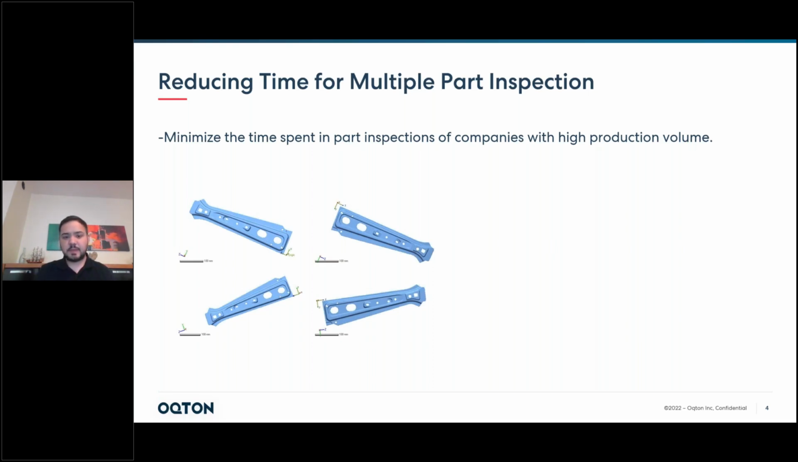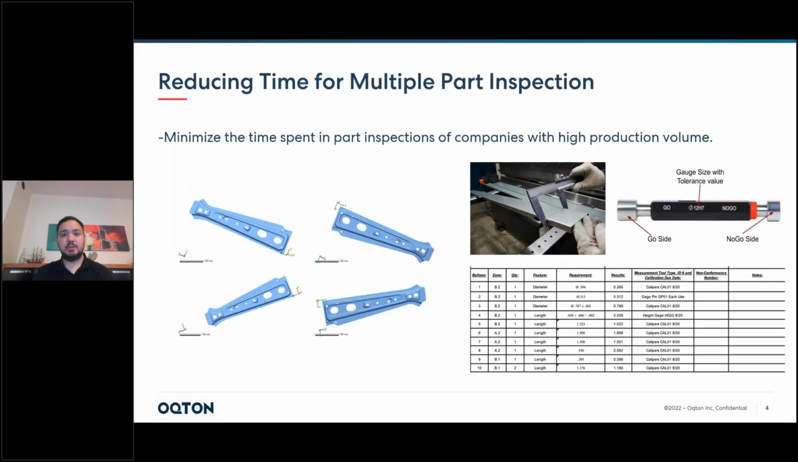And if we don't have scanning or any other device which creates point clouds, we have to inspect this part using traditional methods like calipers or gauges. So you need to check all the dimensions using a caliper, go gauge or no go gauge. And the inspector needs to write the values of these inspections into their tables using a pen, or maybe with Excel.